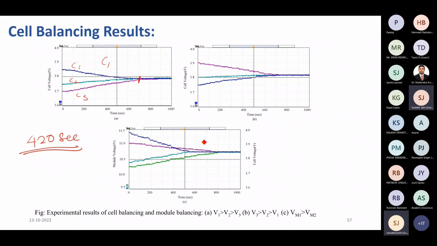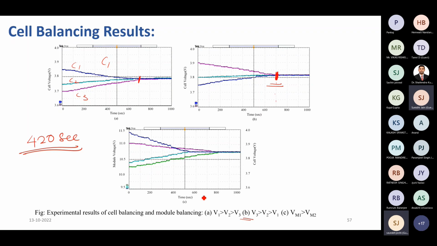And the second one is where V3 is greater than the others. So cell 3 is more than V1 and V2. So what will be the condition? How much time will it take? We have tested it with that. Within almost 750 seconds, we can see that we can charge almost all the three cells. So this is C1, C2, C3, where the difference of color has been shown here.